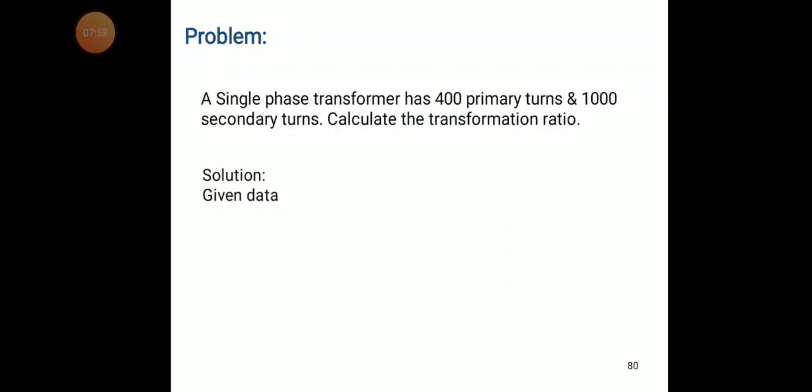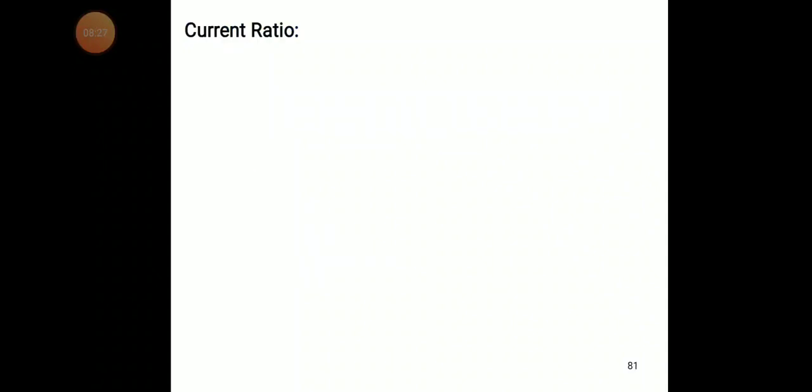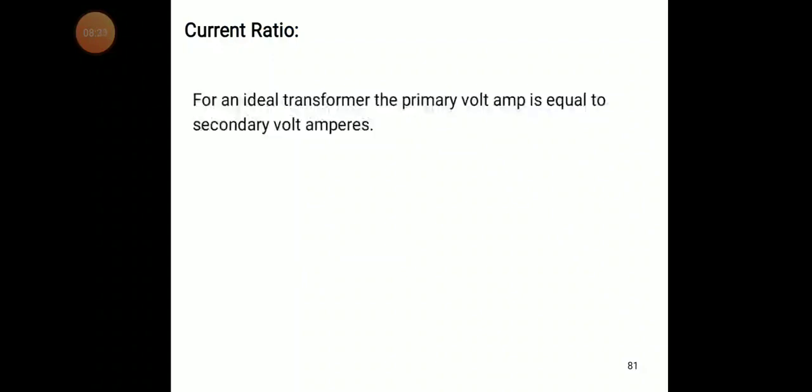A single phase transformer has 400 primary turns and 1000 secondary turns, that is N1 equals 400, N2 equals 1000 turns. Calculate the transformation ratio. Here the transformation ratio is asked directly. The formula is N2 by N1. N2 by N1 is equal to 1000 by 400, that is 2.5. If it is greater than 1, it is a step up transformer; less than 1, a step down transformer. If it is equal to 1, then it is called an equal transformer.